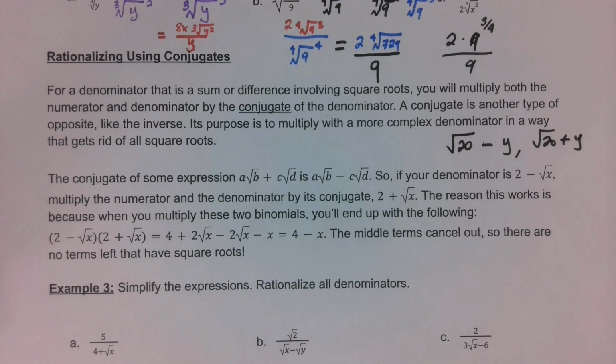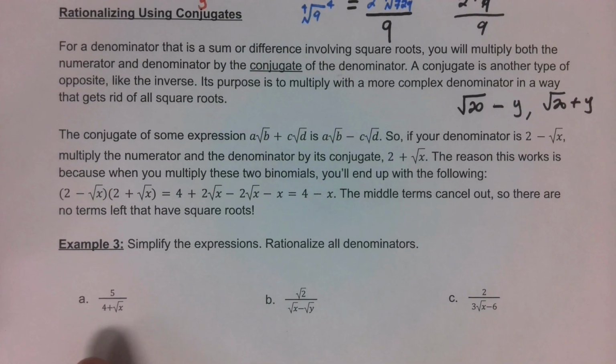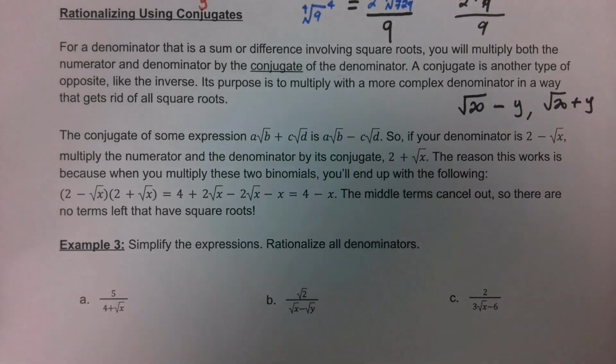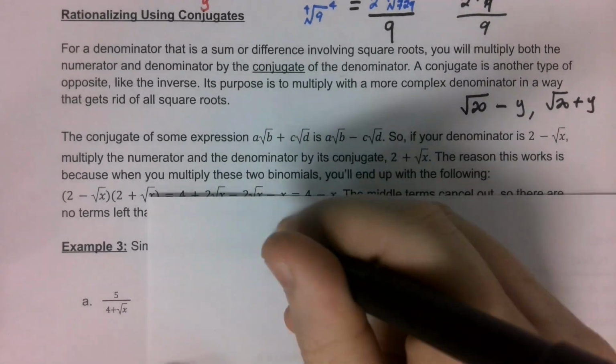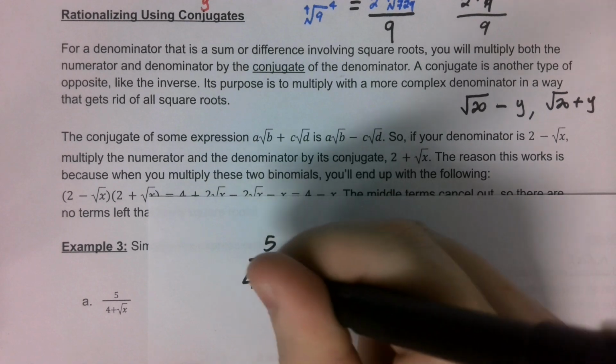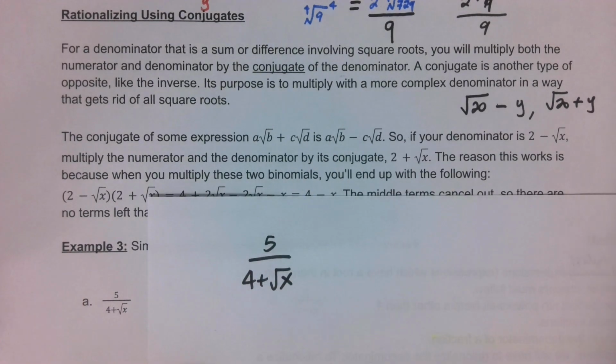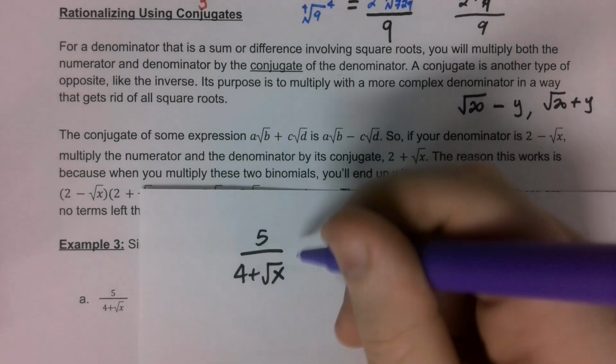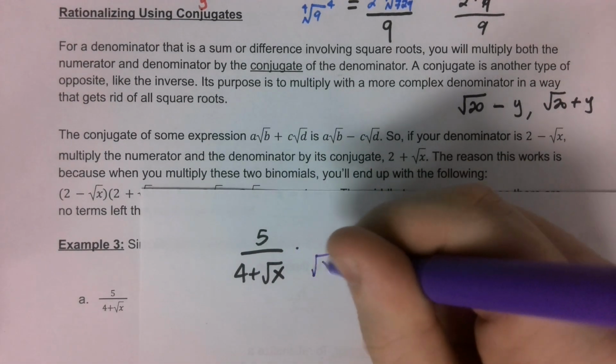And it turns out this is the only way to get rid of more complex denominators like the ones here. Let's see why we can't use our normal strategies. If I have 5 over 4 plus the square root of x, our normal strategy would be multiply the top and bottom by the square root of x.